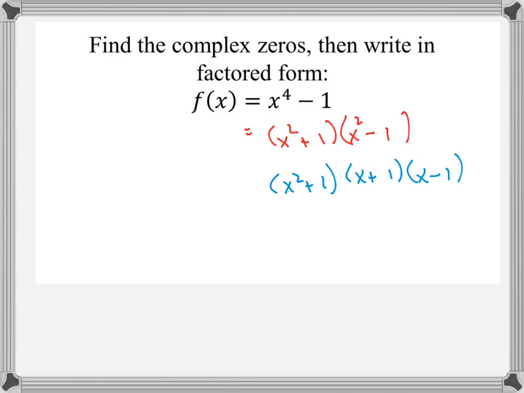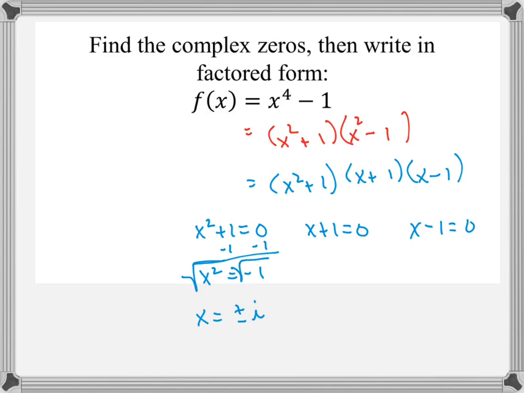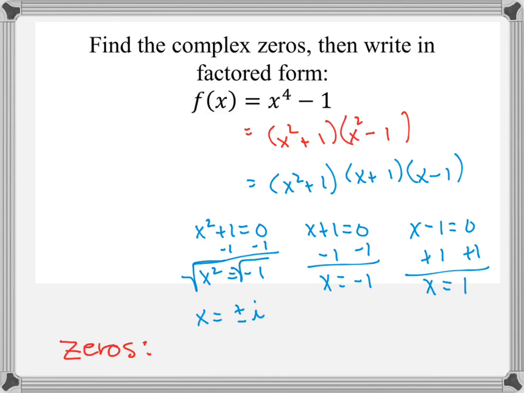So we're finding the complex zeros. So I'm going to set our factors equal to 0 and solve for x. So here we get x is equal to plus or minus i. x equals negative 1. And x equals 1. So the zeros are 1, negative 1, i, and negative i.